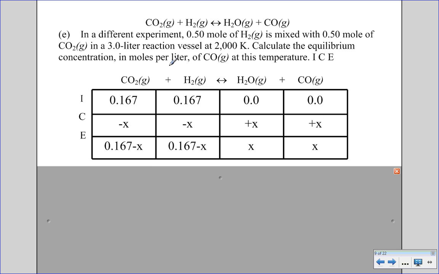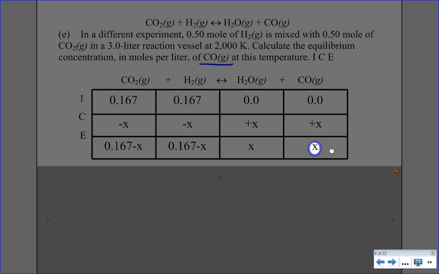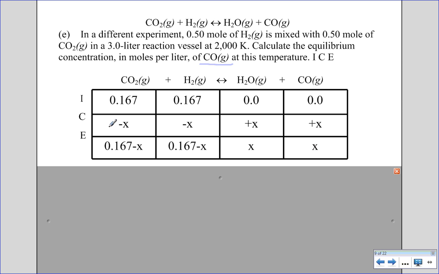So I only need to figure out the equilibrium concentration in moles per liter of CO. So I need to get X. X is what I'm looking for. At equilibrium, my concentrations would be 0.167 minus X, 0.167 minus X, and X and X.